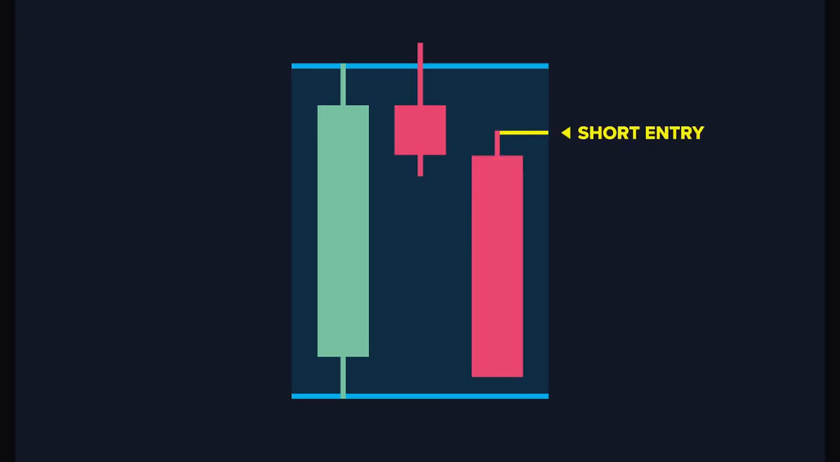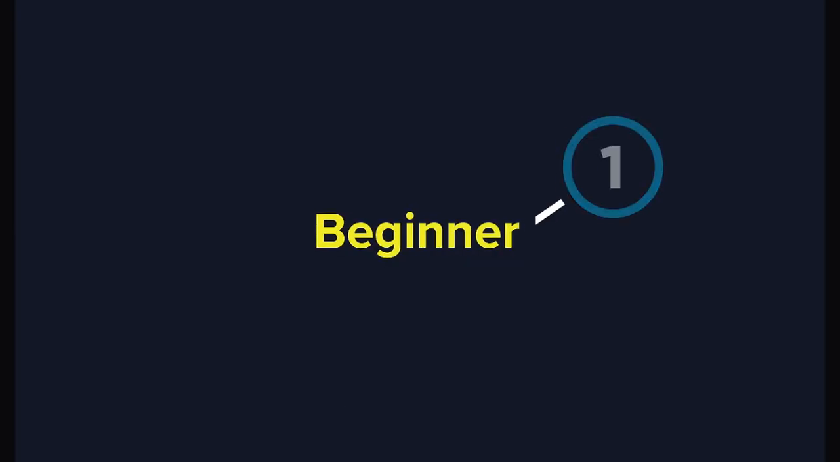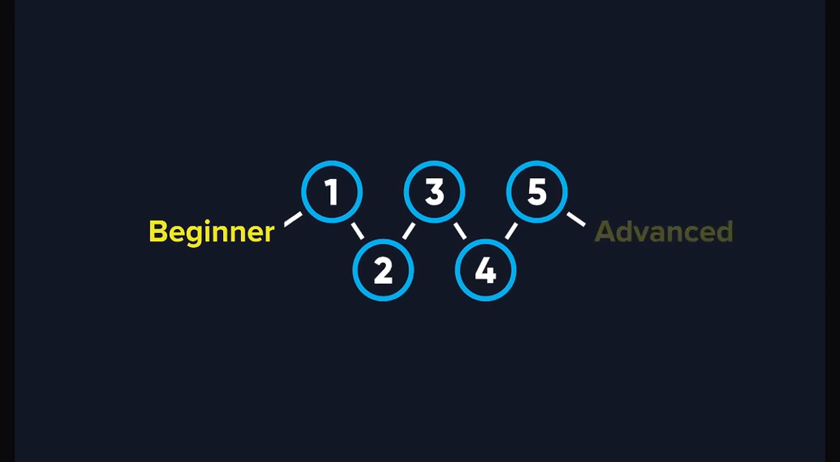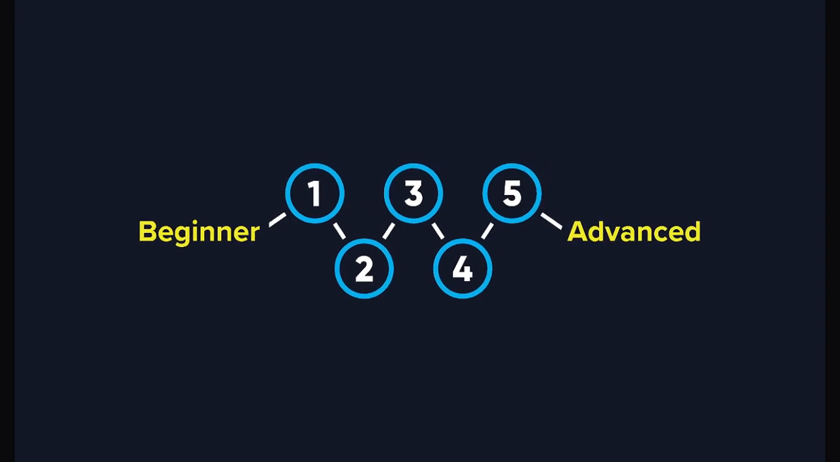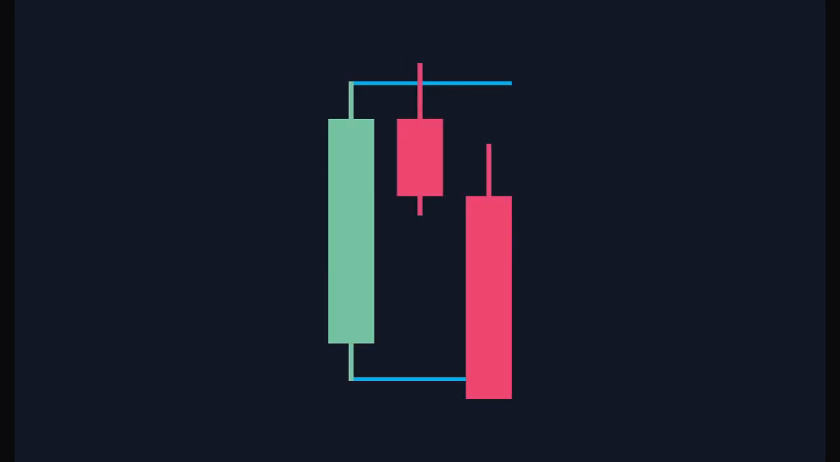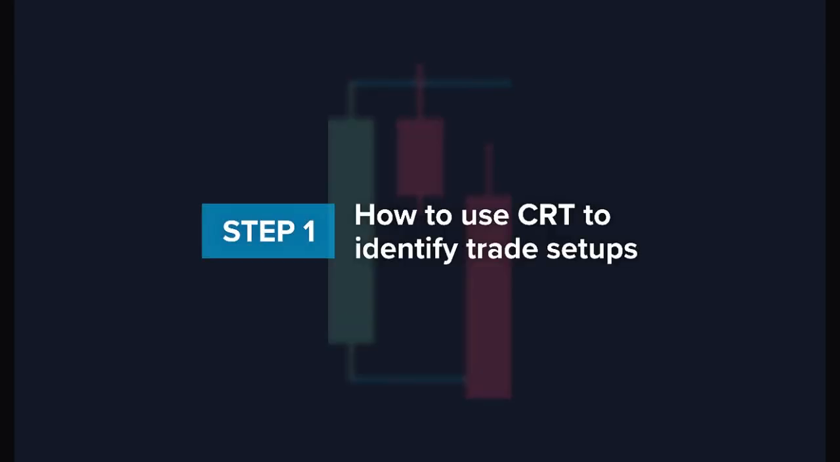And whilst this might seem like basic knowledge in market analysis, when we incorporate smart money concepts, this one candle setup can actually offer us consistent high probability trades. So in this video, we've broken down everything that you need to know about candle range theory into 5 simple steps. So let's waste no time and start with step number 1, which is how we can use candle range theory to identify trade setups.